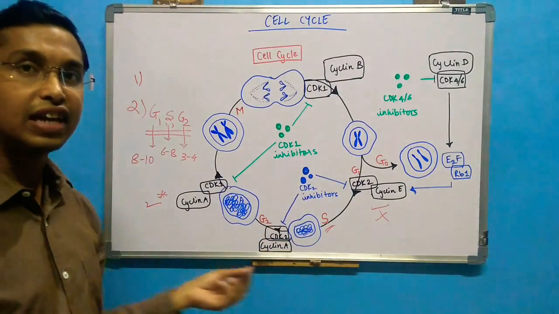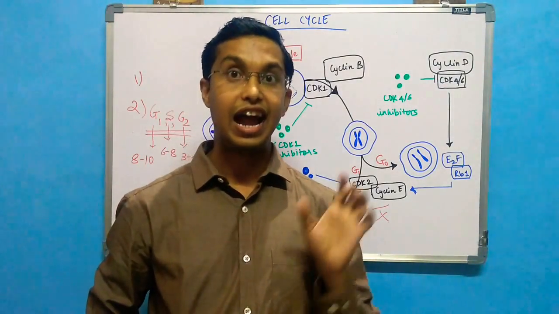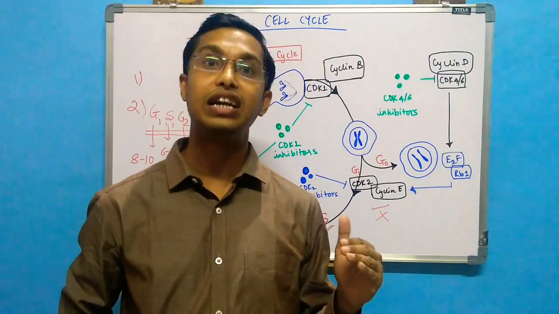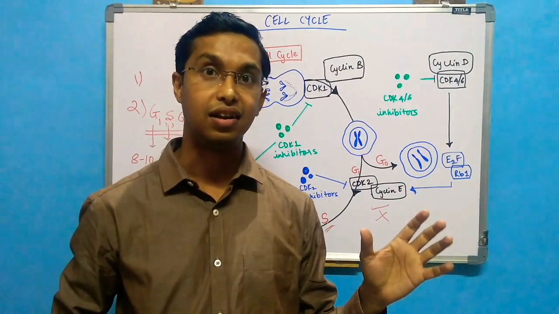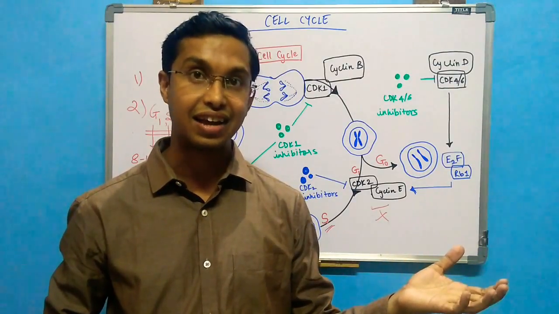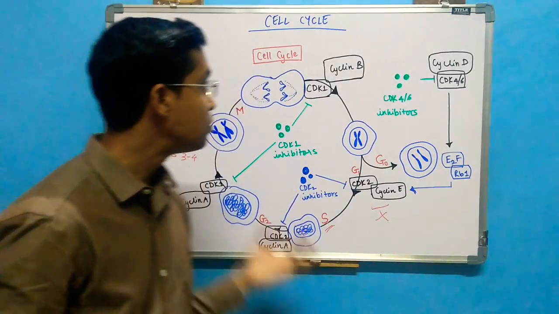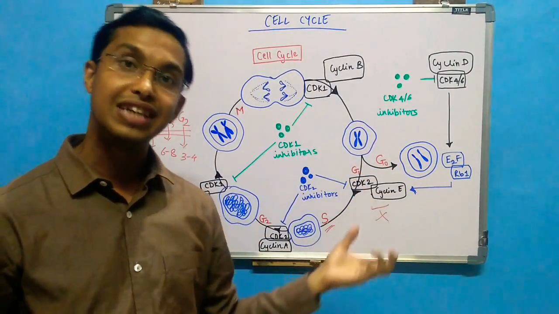Now each and every cell will undergo division. Remember that mature RBCs and neurons don't undergo cell division, don't undergo the cell cycle. Okay, so it is not necessary that every cell will undergo the cell cycle. It depends on the requirement of the cell and cell organelle. So this is to give you an idea about the cell cycle.